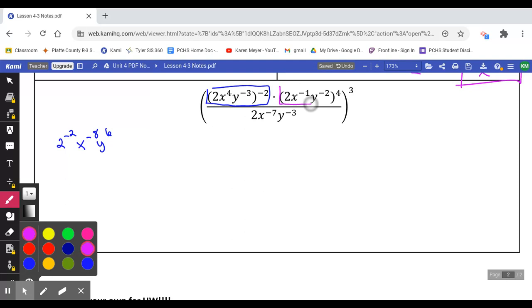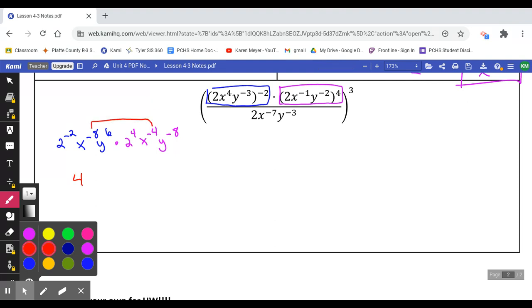And then I'm going to do the next part on the top. So times, remember, power to a power, you multiply exponents. So 2 to the fourth, x to the negative fourth, y to the negative eighth. So now let's clean the top up a little bit. On my calculator, I am going to take 2 raised to the negative second times 2 raised to the fourth. And if I do that, I come up with 4.